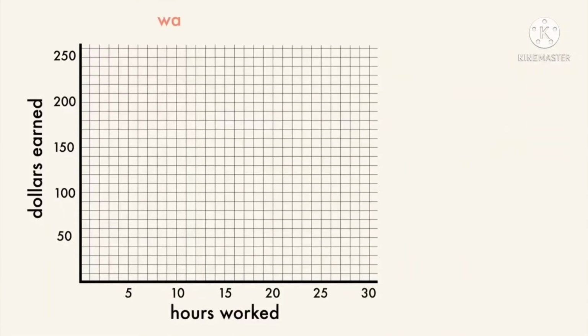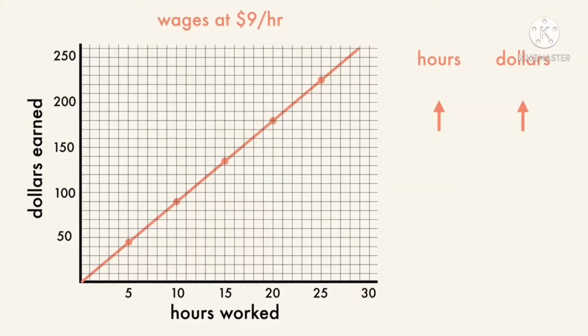Graph hourly wage at $9 per hour. We see the graph forming a straight line with a positive correlation. As you work more hours, you make more money. This is a direct relationship because as one goes up, the other goes up. And of course, if one goes down, the other goes down.